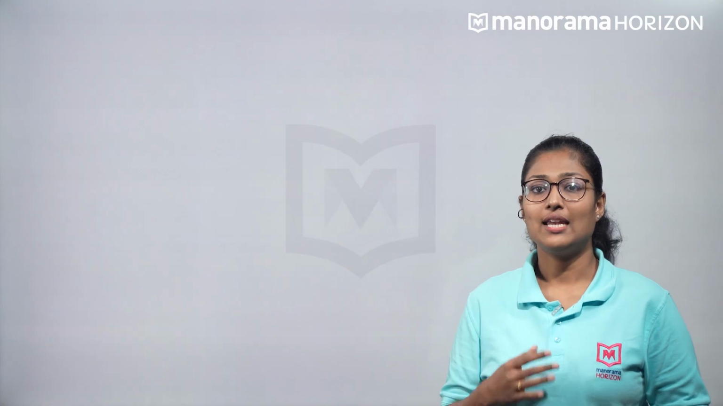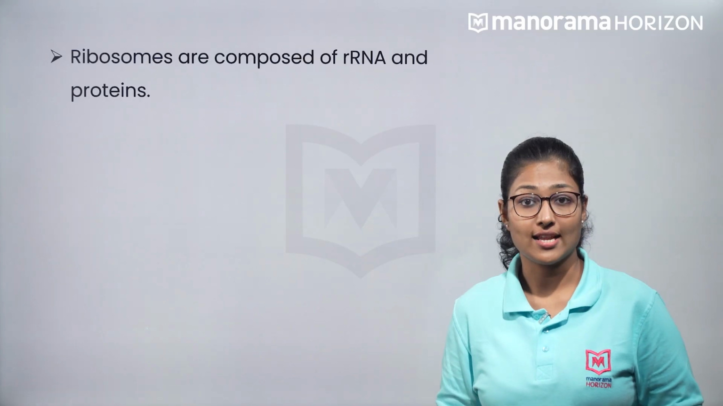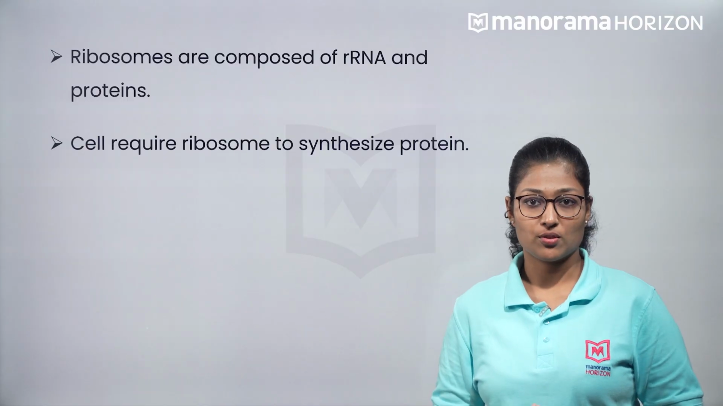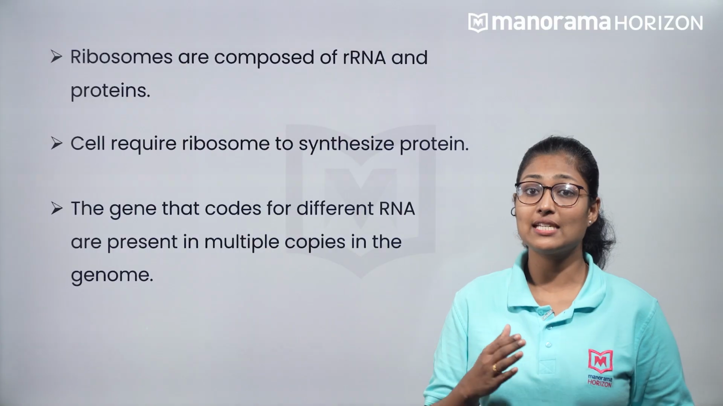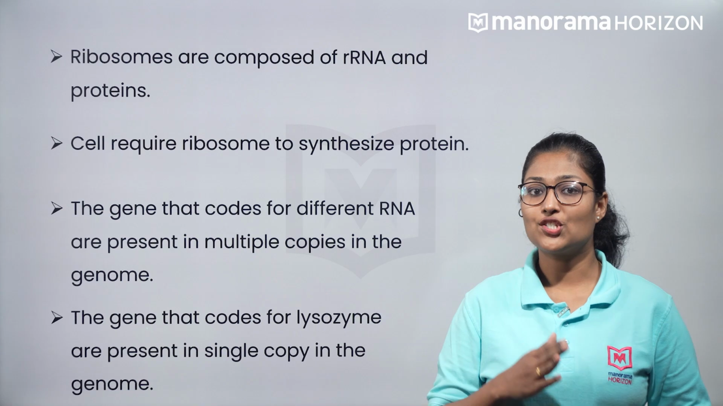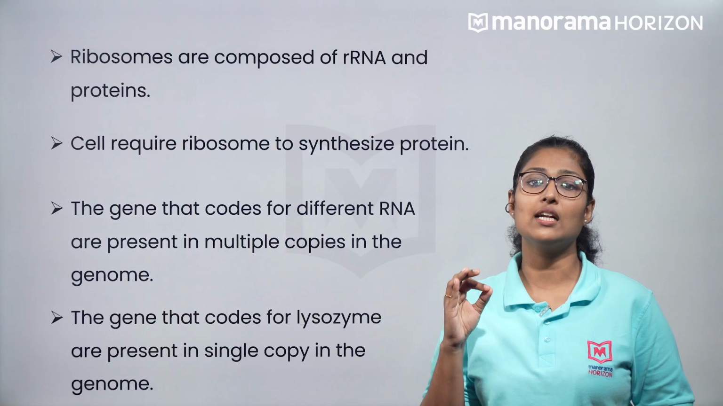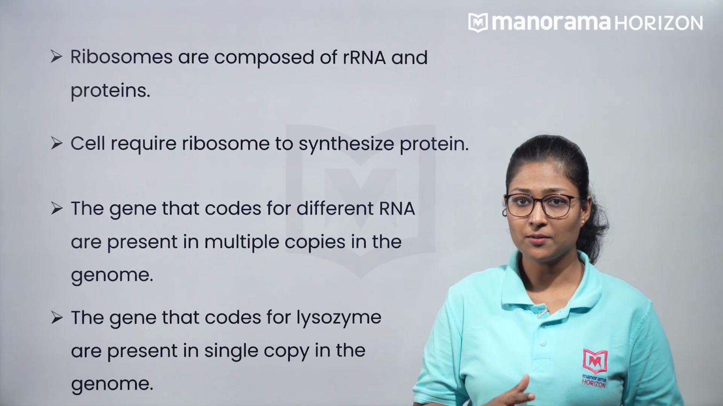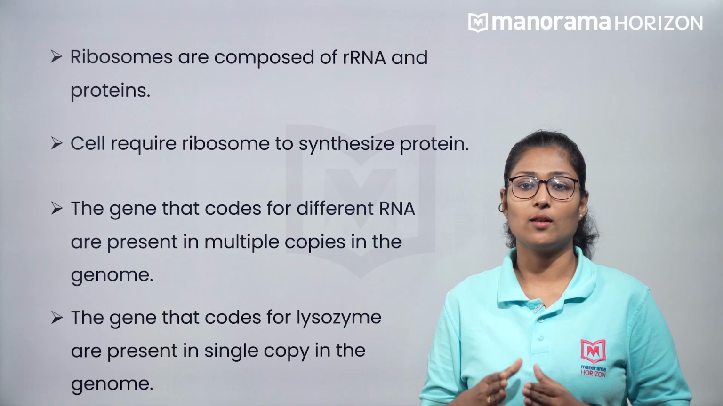Why so? Let's take an example. You know that the ribosomes are composed of rRNAs and proteins. To synthesize proteins, cells require ribosomes. So, the genes that code for different types of rRNA are present in multiple copies in the human genome. On the other hand, the gene that codes for lysozyme present in human tears is present in a single copy. You might be thinking, what is the relevance of repetitive DNA here, right? To understand, let's first discuss the repetitive DNA in detail.